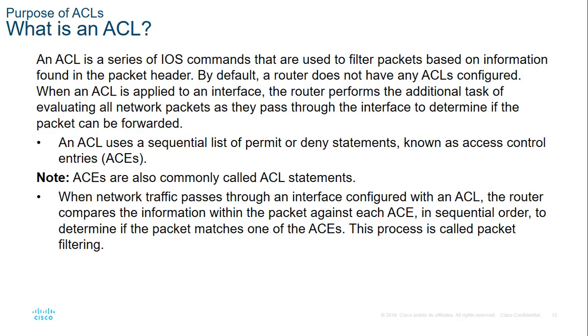An ACL uses a sequential list of permit or deny statements, known as ACEs, or access control entries. Note that ACEs are also commonly called ACL statements. While network traffic passes through an interface configured with an ACL, the router compares the information within the packet against the entries in sequential order to determine if the packet matches one of the entries. The process is called packet filtering.